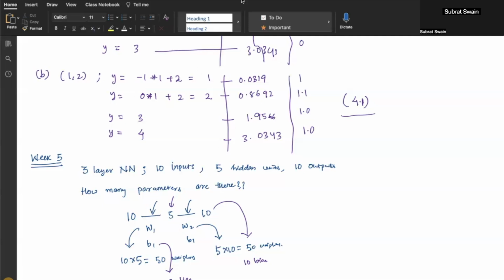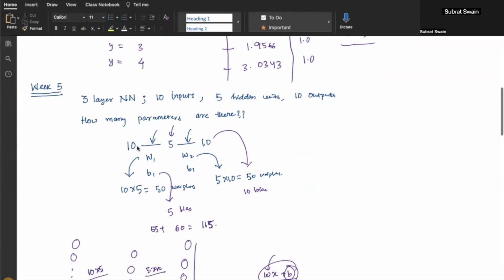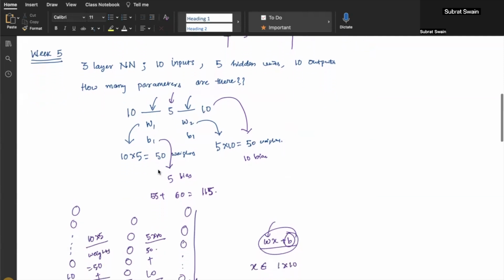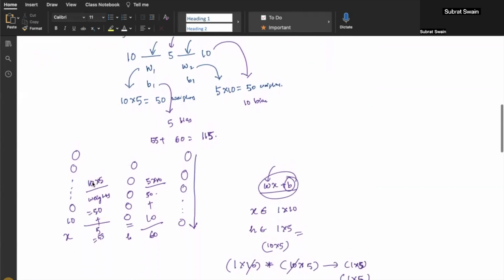Okay, so it's a very simple question actually. What you do is draw this: there's a 10-unit input layer, a 5-unit hidden layer, and a 10-unit output layer. There will be a weight matrix between the first two layers and a weight matrix between the last two layers. The matrix size would be 10 cross 5 because the input is 10 and output is 5. Here the matrix size will be 5 cross 10, as input is 5 and output is 10. So 10 times 5 is 50 and 5 times 10 is 50, so 50 plus 50 is 100 weights.